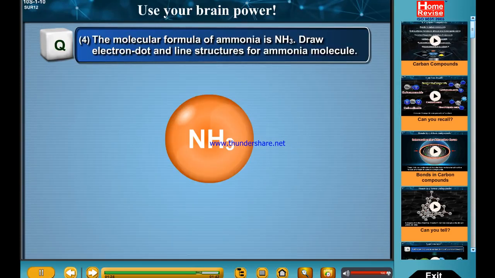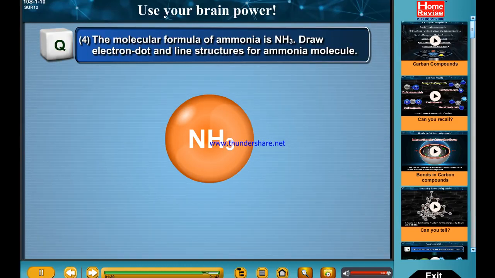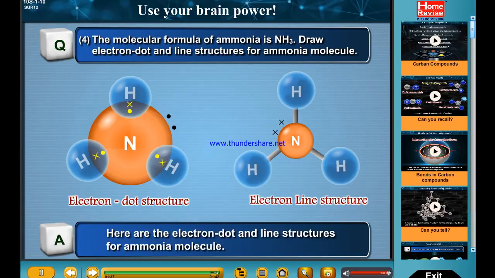4. The molecular formula of ammonia is NH3. Draw electron dot and line structures for ammonia molecule. Here are the electron dot and line structures for ammonia molecule.